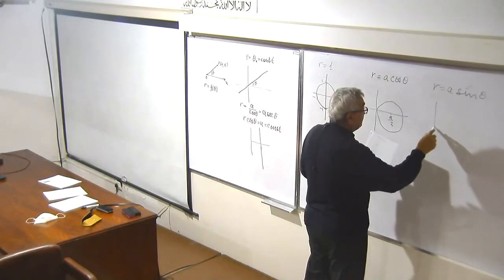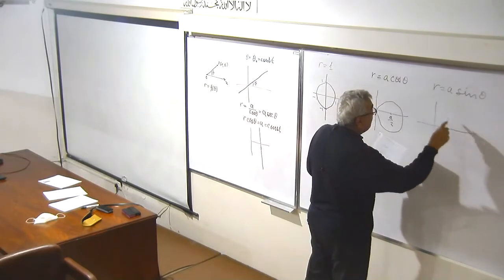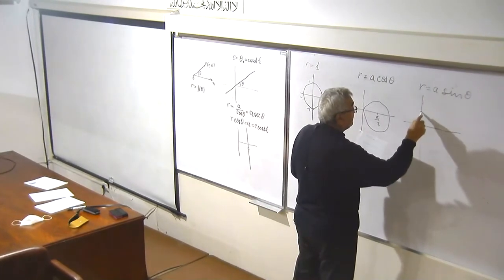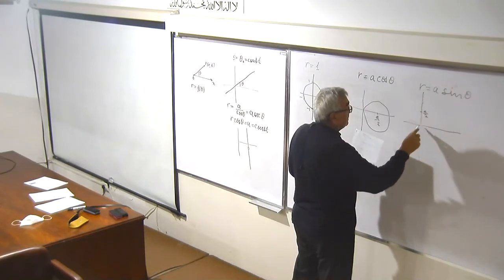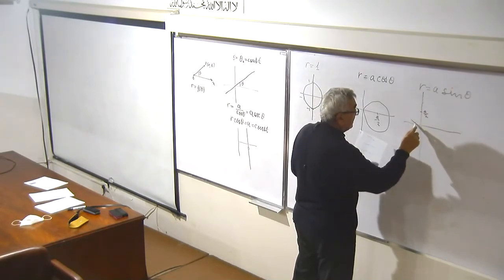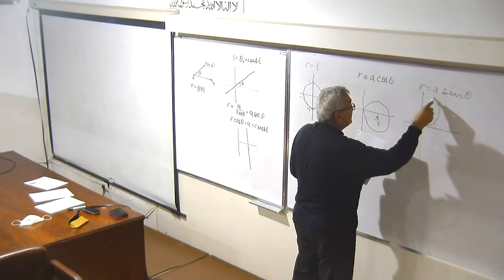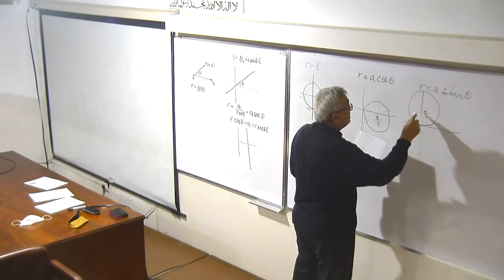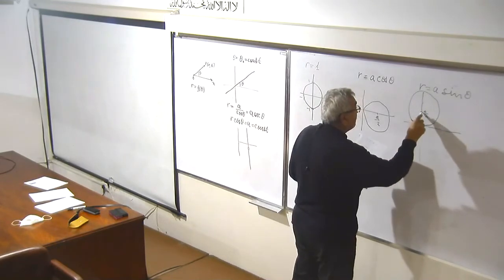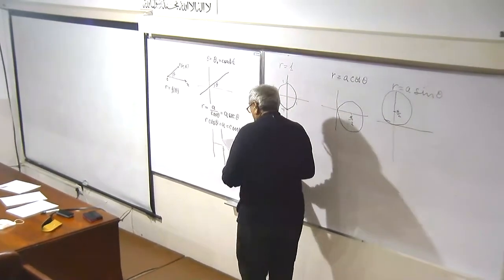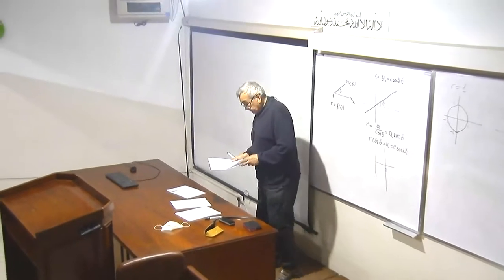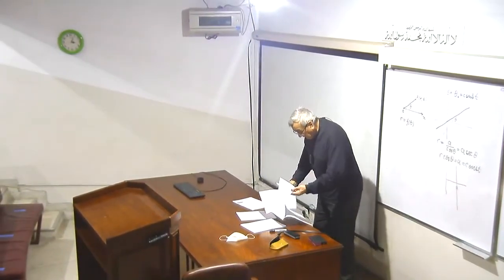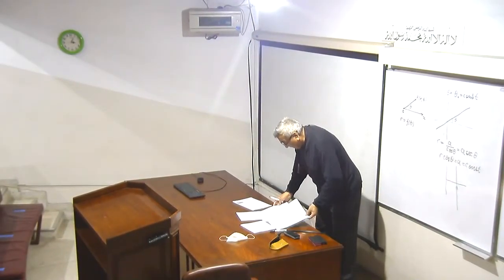which should be like this. Here the center will be on the y-axis, that means on the vertical line, and it also touches the x-axis. The radius is also a by 2. So sometimes it is much easier to present curves this way.